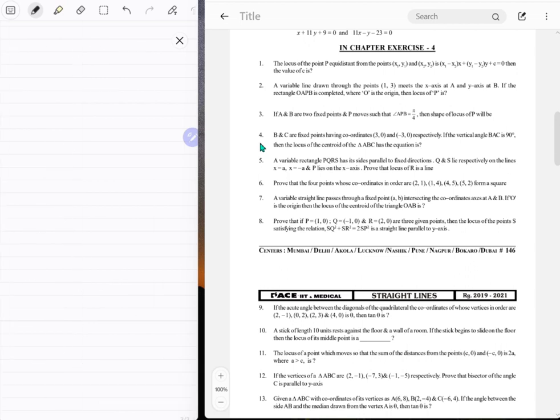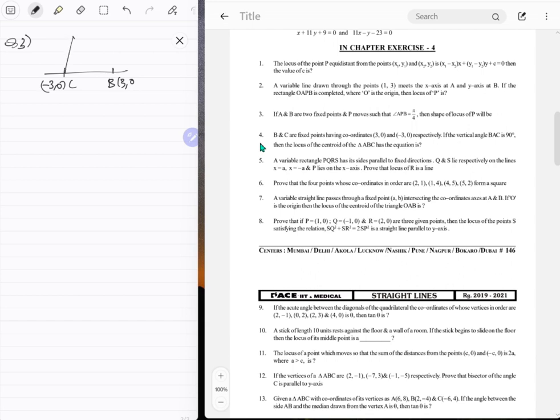Question number 4. B and C are fixed points having coordinates (3, 0) and (negative 3, 0) respectively. This is question number 3. (3, 0) is B and (negative 3, 0) is C. The vertical angle BAC is 90 degrees. Wait, what? Then the locus of the centroid of, uh, vertical angle BAC. What does that mean? Vertical angle.